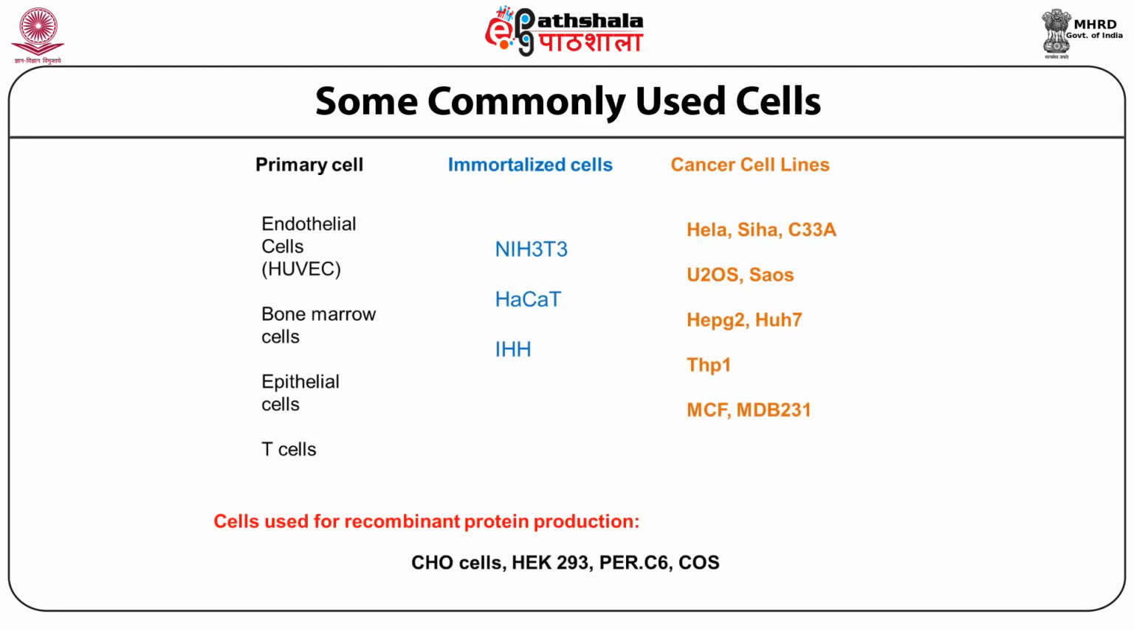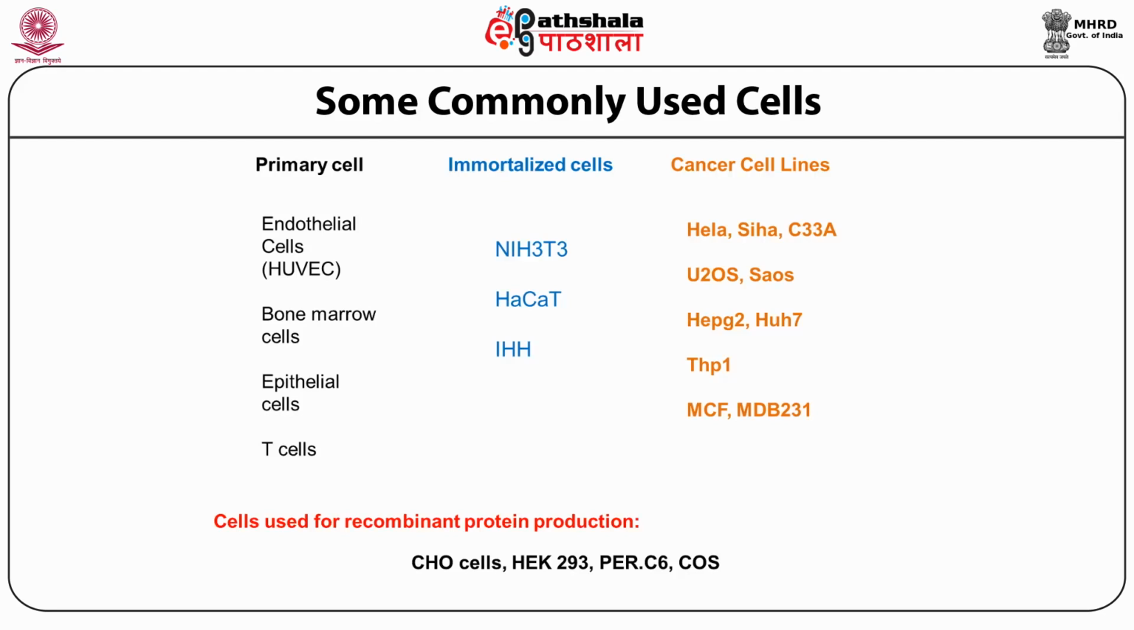This slide shows some of the most commonly and routinely used cells in laboratory conditions. These include the primary cells such as the endothelial cells, also called the human Hayflick cells, the bone marrow cells, the epithelial cells, and the T cells. The immortalized cells category includes the NIH3T3 cells, which are mouse immortalized fibroblasts, HaCaT, which is a keratinocyte derived from humans, and the immortalized human hepatocytes, which are usually used for many of the studies related with the liver.